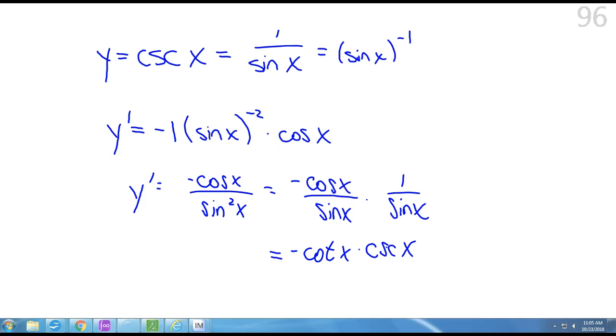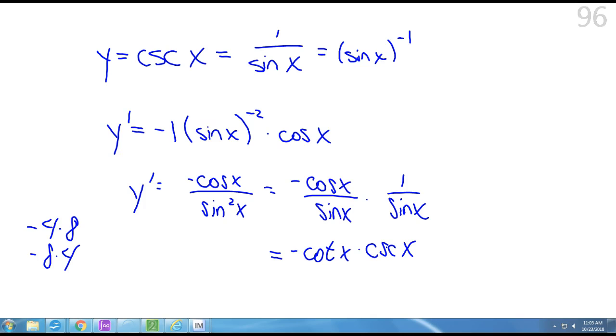Could you write it the other way? Negative cosecant x times cotangent? Yeah. So, I mean, is negative 4 times 8 the same as negative 8 times 4? You know, that's the same thing. So, yeah. Other questions?